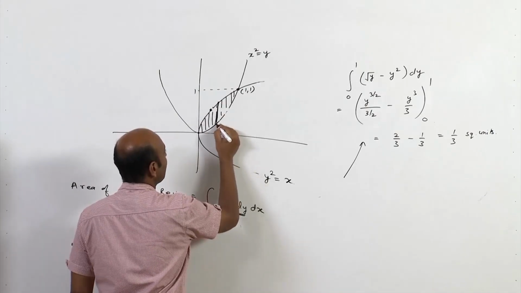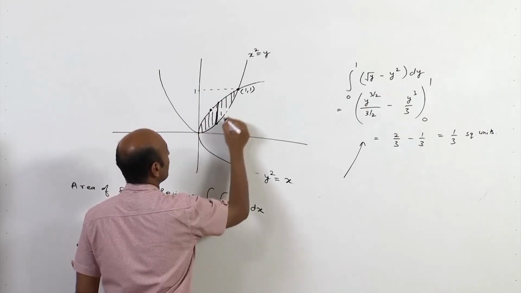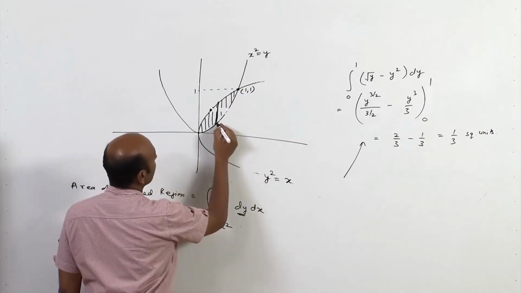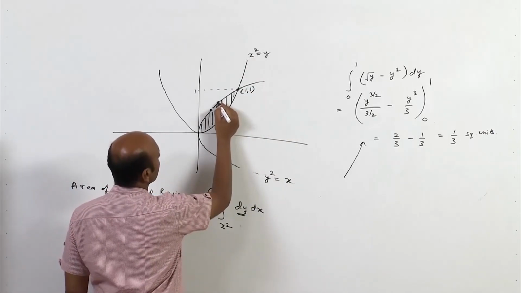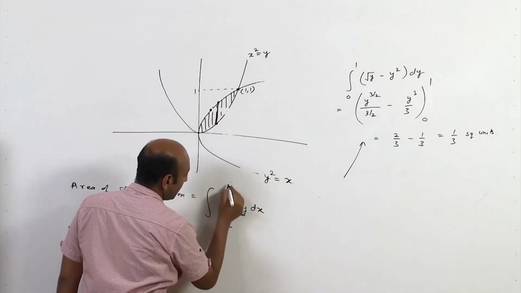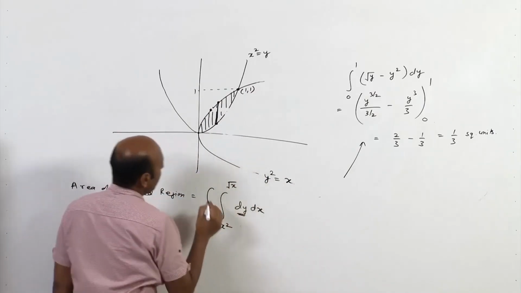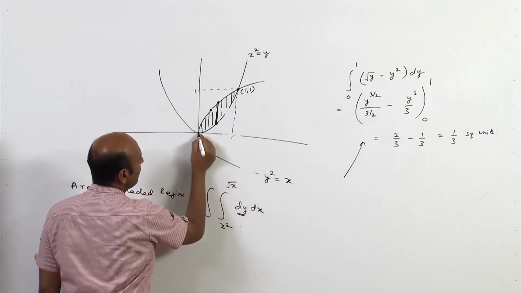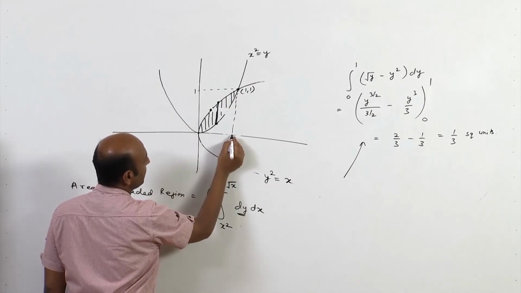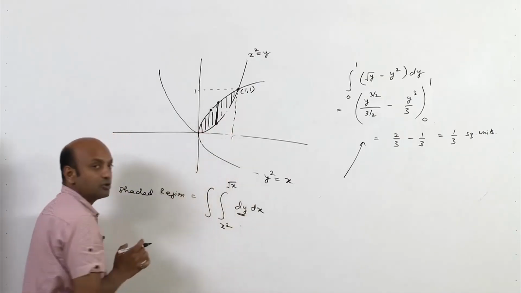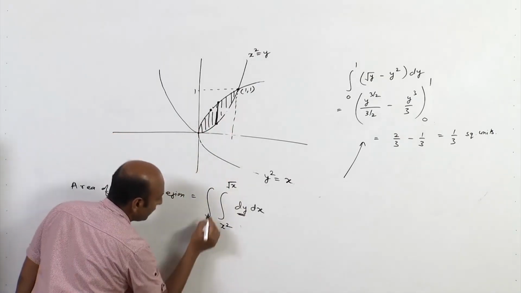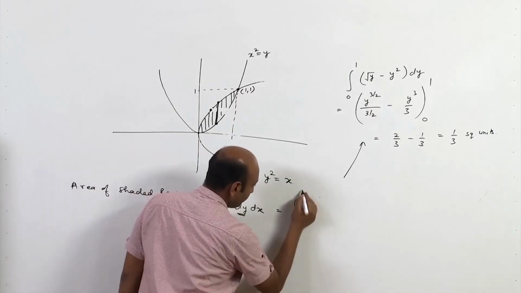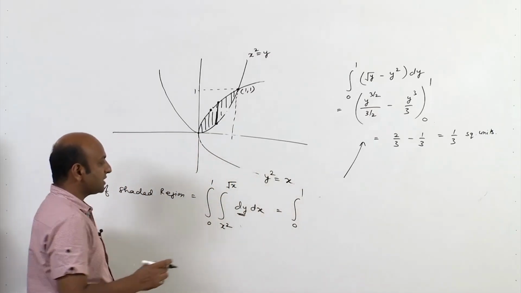Now if you take a strip parallel to y axis, what is y here? y here is x square. Okay. And what is y here? y here is under root x, and x is varying from this point to this point. The minimum value of x is 0, maximum value of x is 1. In this region, x is always varying between 0 and 1 only. So 0 to 1.